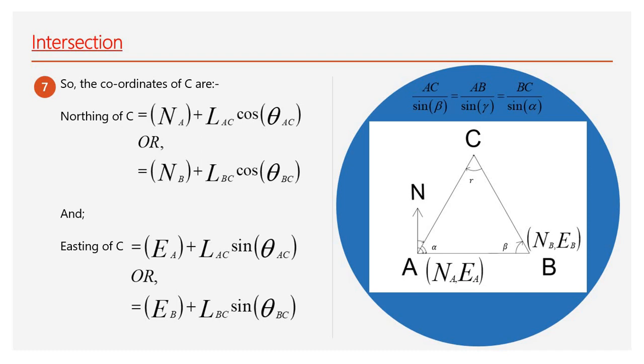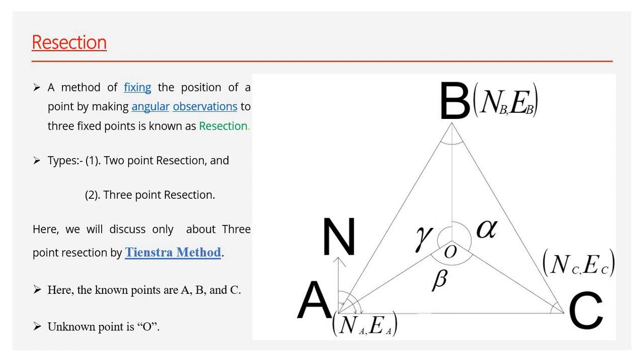Now we will move towards resection. So what is resection here? It is a method of fixing the position of a point. Fixing the position of a point by making angular observations to three fixed points is known as resection.